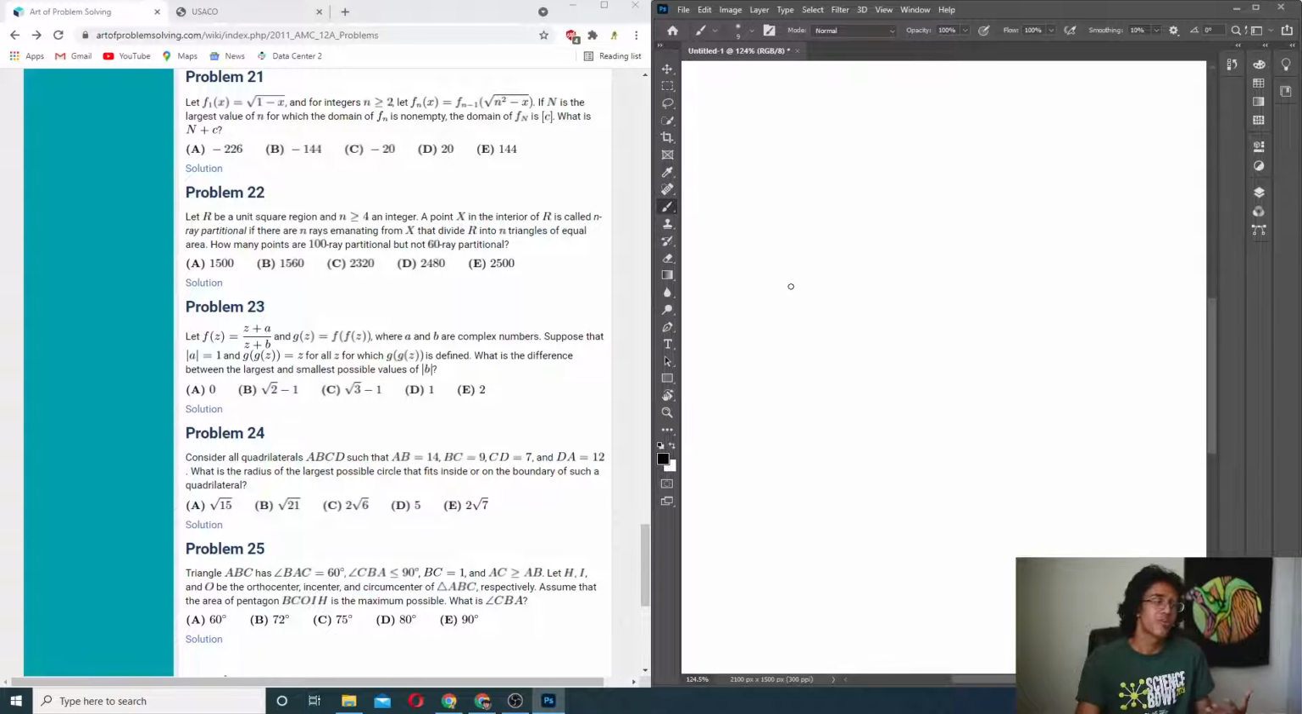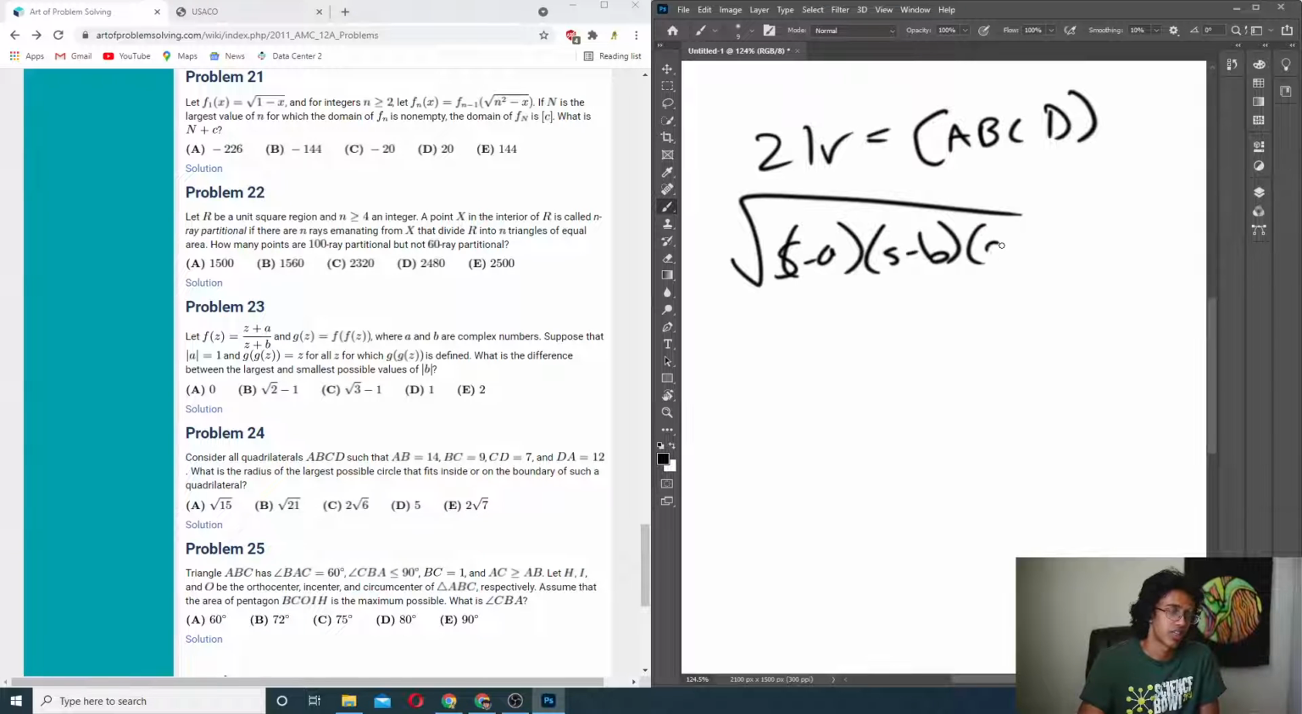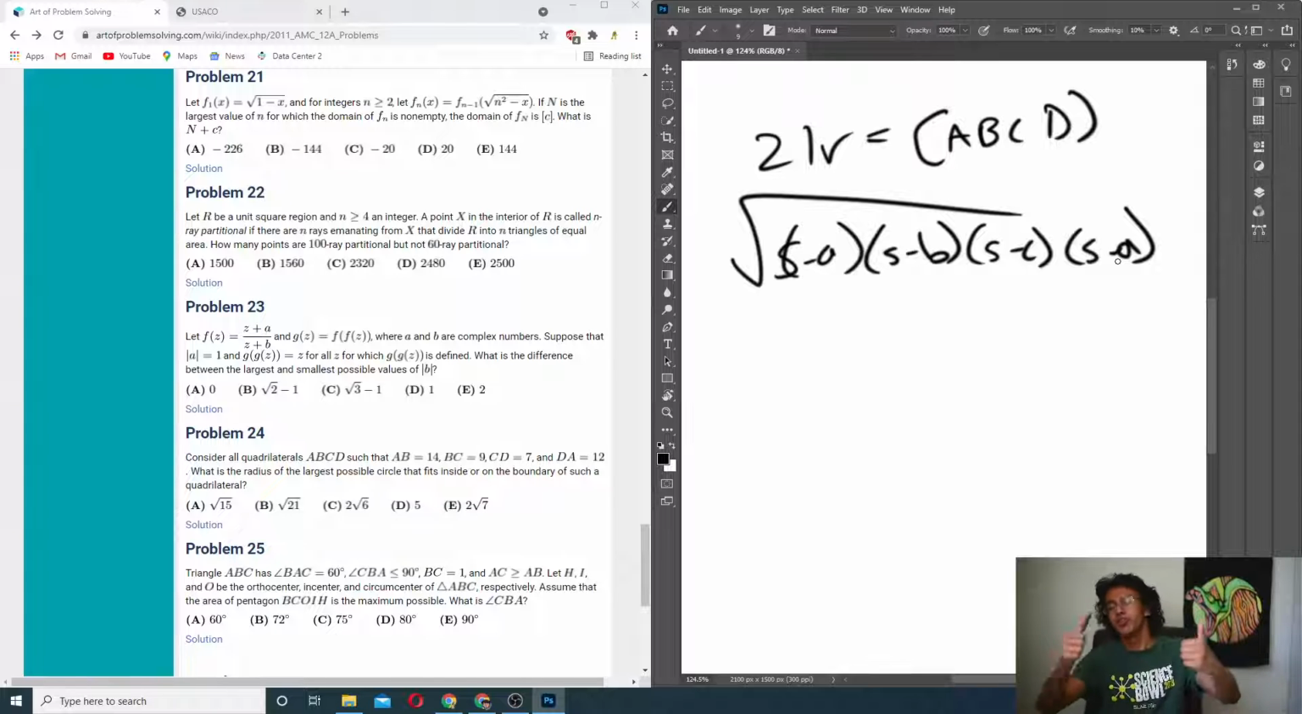So once you know that the quadrilateral has to be cyclic, right, then it's pretty easy, right? Because essentially you know that 21 times your inradius is equal to the area of ABCD. And then for a cyclic quad, the area is just equal to root of (s − a)(s − b)(s − c)(s − d). And guess what this formula is called? That's right, Brahmagupta's formula. It's a very nice formula. And we can just plug in here to solve for r, and we are good.